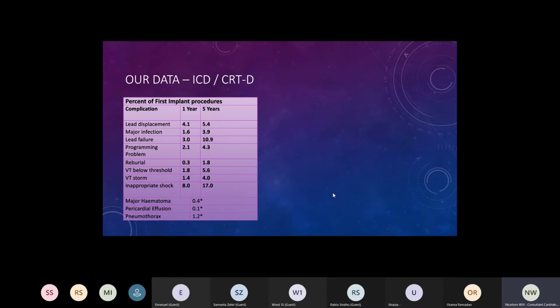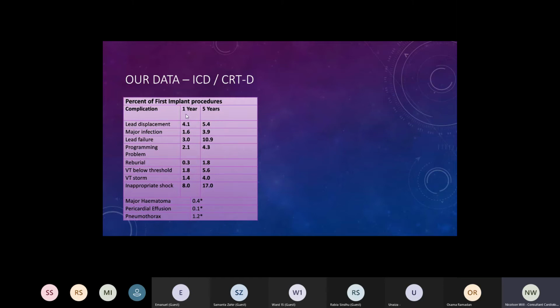We could also look at our own data. So our center is a big center. We put in about the third highest number of devices of all the centers in the UK. So we certainly do enough that we can get a good idea of what our procedural complication rates are like. This is an audit that I did many years ago now, and these are the sort of figures that we were getting out of risks.